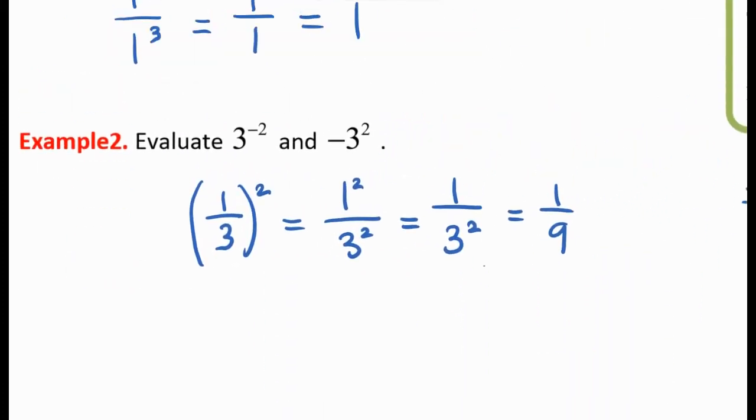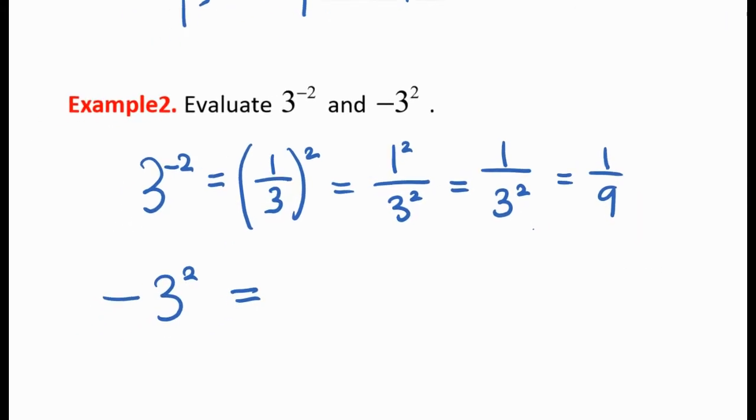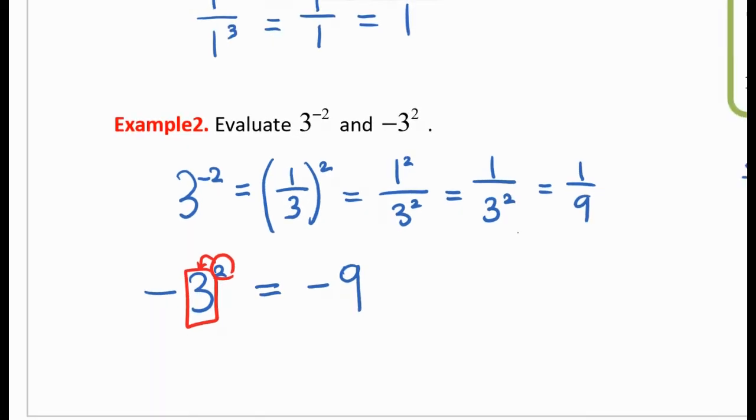Alright. So we know 3 to the power of negative 2 is 1 over 9. And negative 3 squared is, so look at this everyone. The exponent always applies to the number directly in front of it. So you don't apply the exponent to the negative sign. So 3 squared is 9, and the answer is negative 9. So do you see the difference between this number and this number? Alright, let's move on.